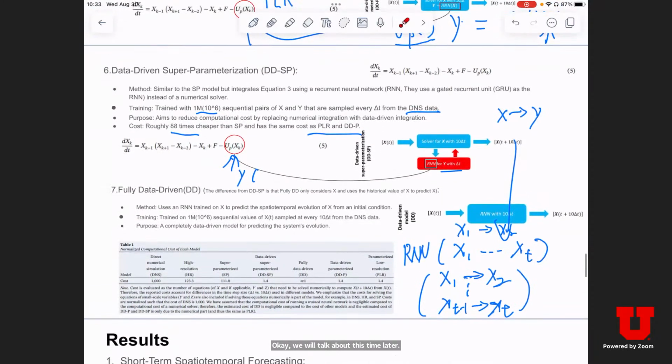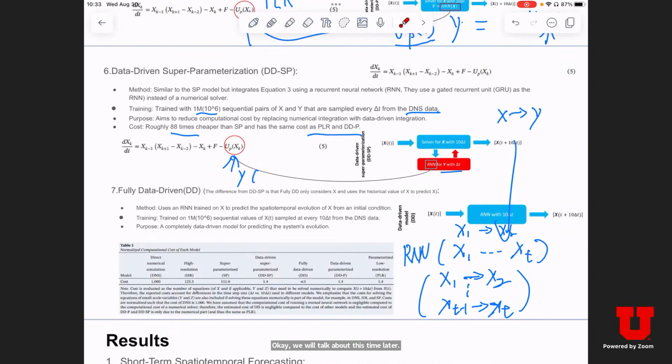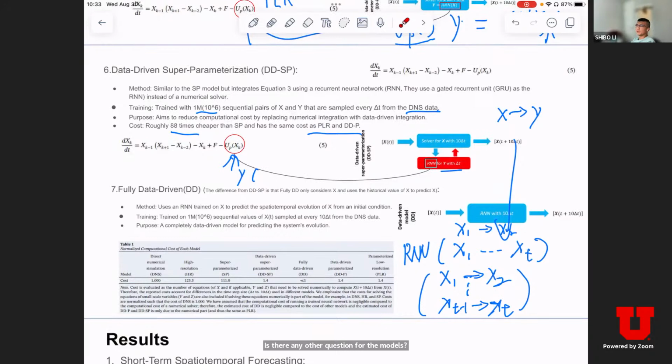Is there any other question for the models? When was model 7 published? Is it a recent paper? I don't know, I didn't see it. That's fine, I'm just curious. Maybe this one is also just for comparison. Nobody published it before. I haven't looked at the citation details. Okay.